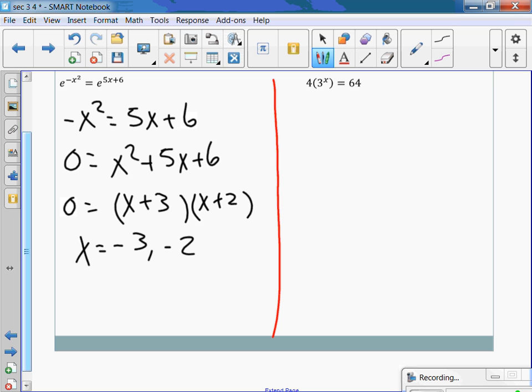So what do I want to do here? I want to get x by itself. Well, divide both sides by 4, absolutely. I want to get that 3 to the x by itself, so I need this 4 away.